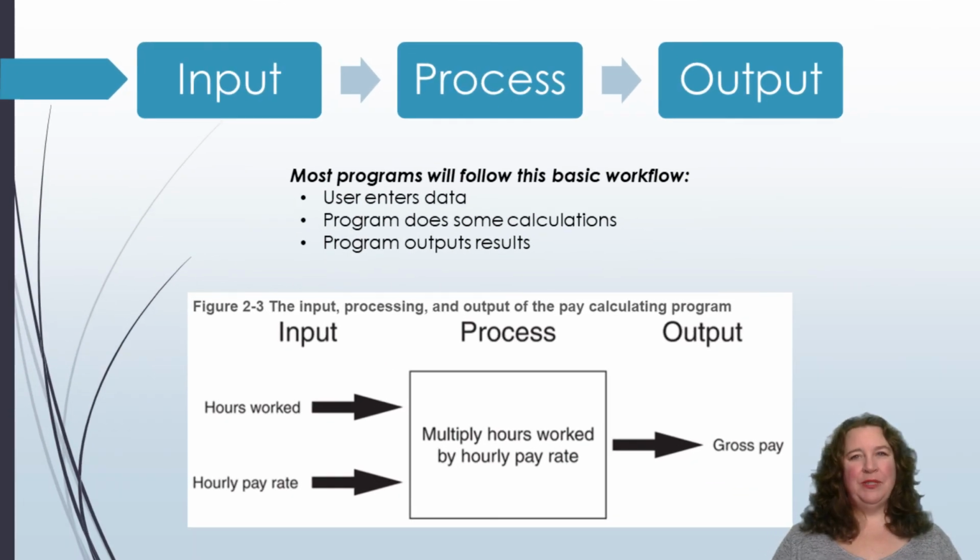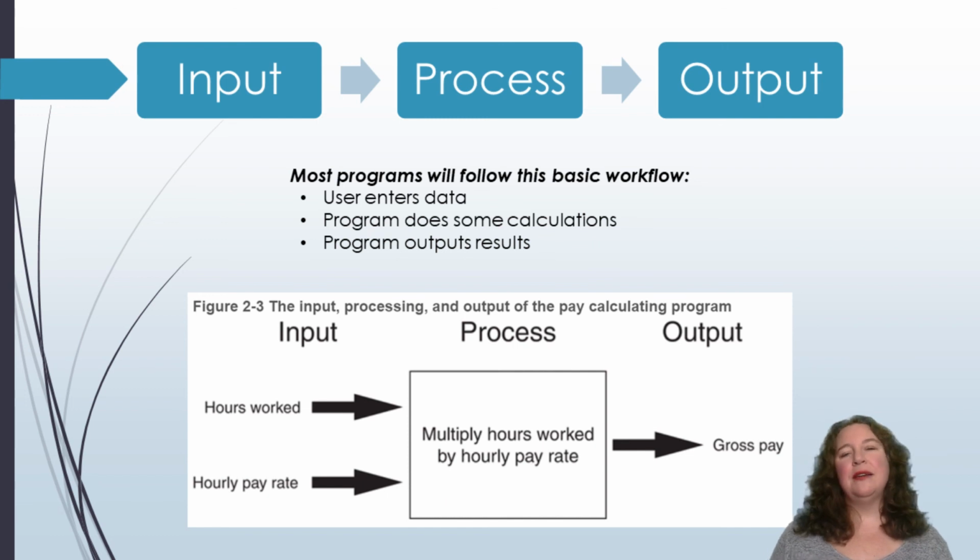Most of the programs that you're going to write are going to follow the basic workflow of take some input, do something with it, and put something out. Input, process, output. So in the case that we've been talking about of figuring out how much money we're going to make, our input is our hours worked and our hourly pay. Our processing is the actual calculation where we multiply those two together. And our output is what we're going to print back out on the screen, which is that total gross pay.